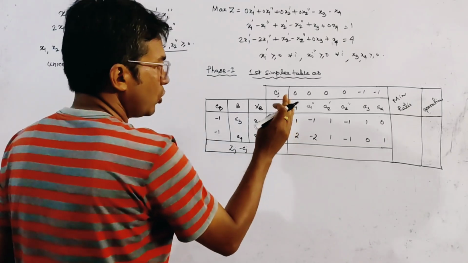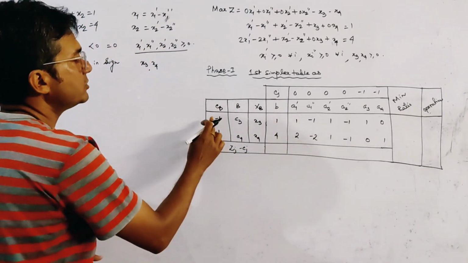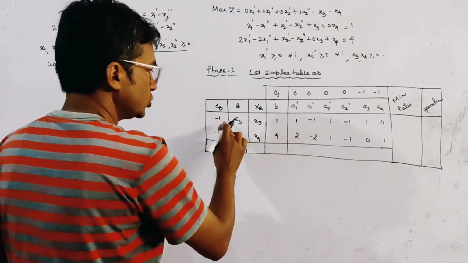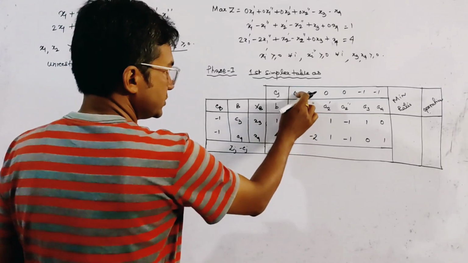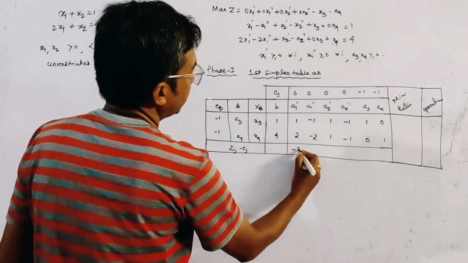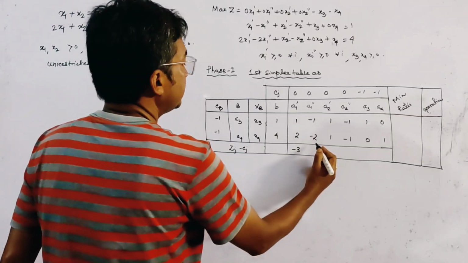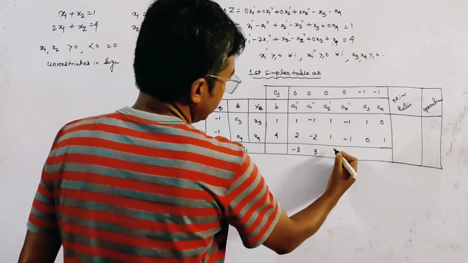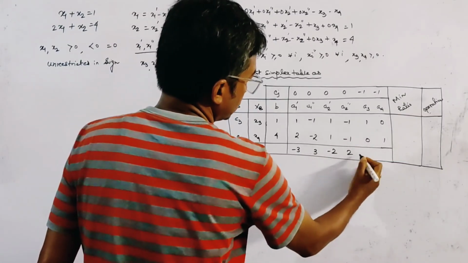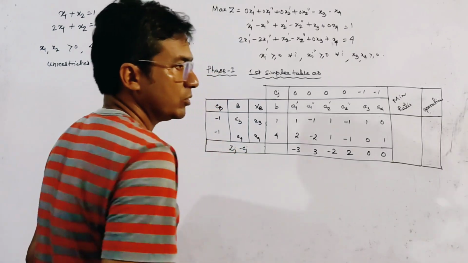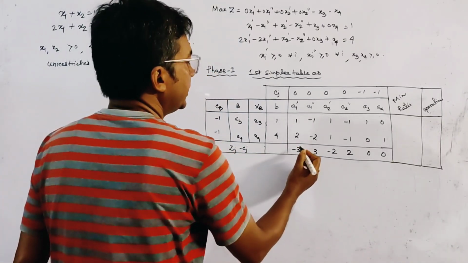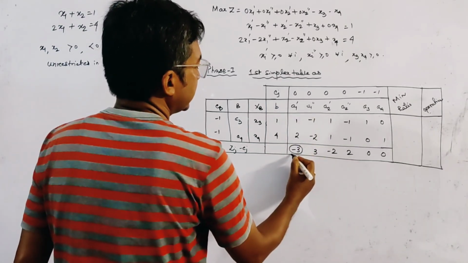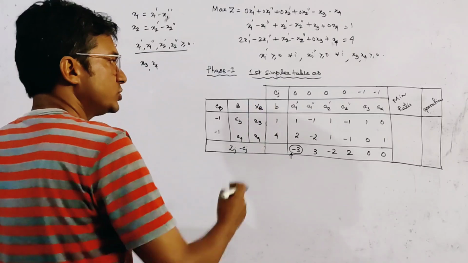Now we find all the net evaluations. -1 times 1 plus -1 times 2 gives -3, minus Cj which is 0, so it is -3, and the others are -2, 2, 0, 0. The most negative net evaluation is -3, so the vector a1' is the incoming vector, introduced into the basis.